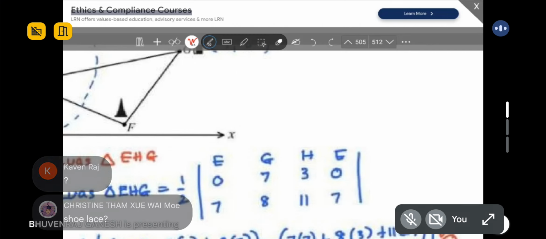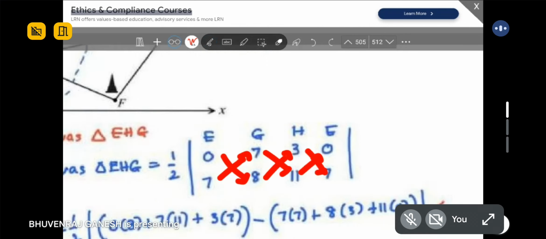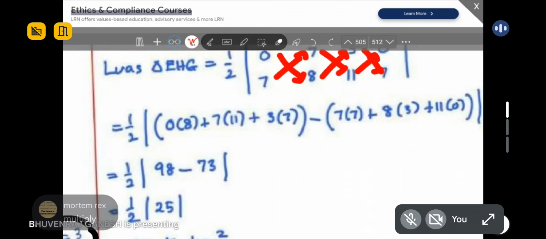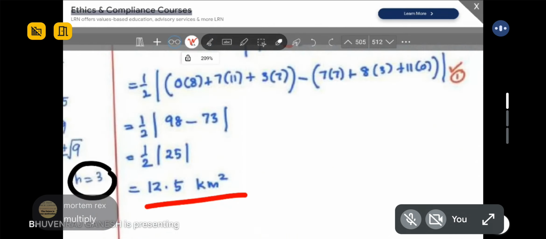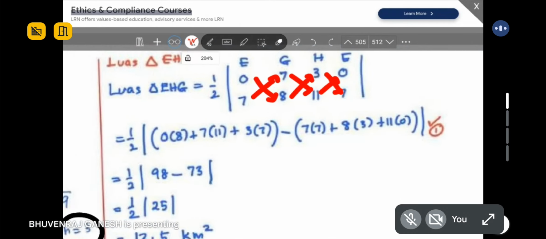Yes. Okay, it's the cross method. Yes, it's how you tie your shoelace. Ikat kasut. So this is the concept. Remember this pattern for modulus. It's how you tie a shoelace: top to bottom minus bottom to top. That is the concept. Okay, so you can see over here, you will get the answer 12.5 km square. Just count carefully, you will get the correct answer.